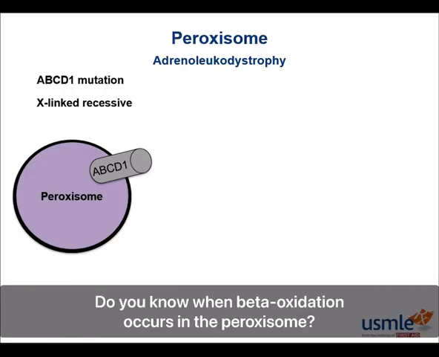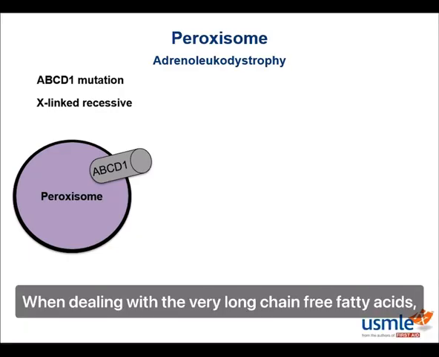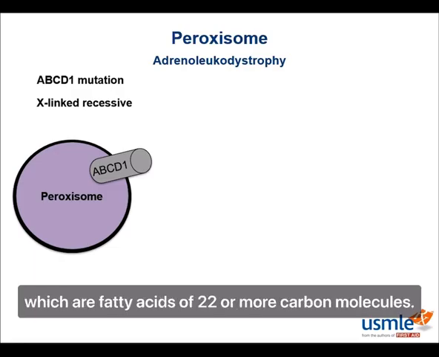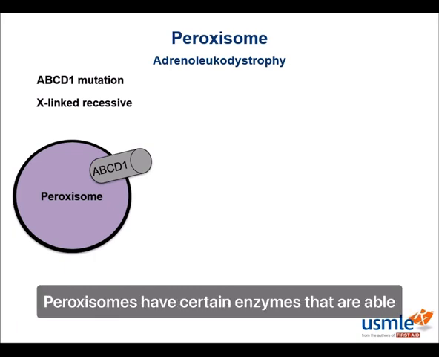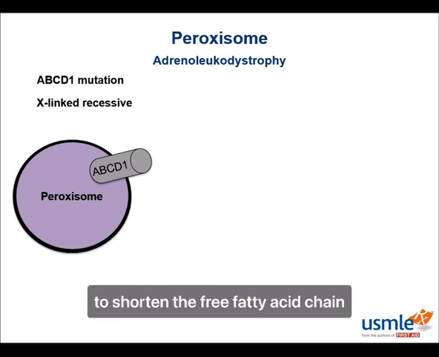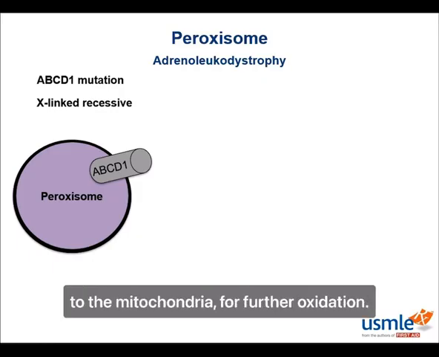Do you know when beta oxidation occurs in the peroxisome? When dealing with very long-chain free fatty acids, which are fatty acids with 22 or more carbon molecules. Peroxisomes have certain enzymes that are able to shorten the free fatty acid chain to a point where it can be transported to the mitochondria for further oxidation.